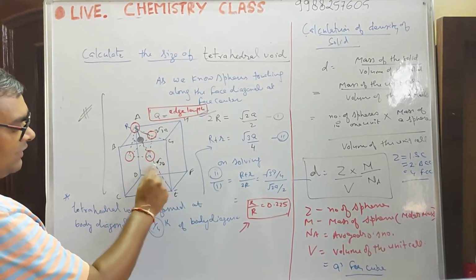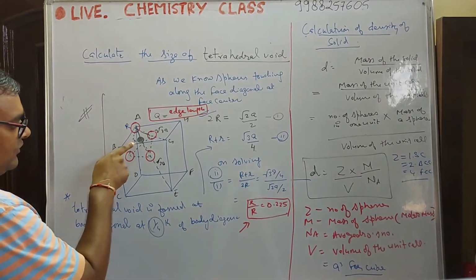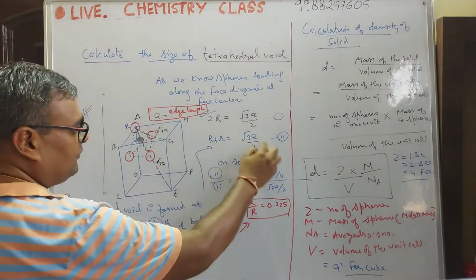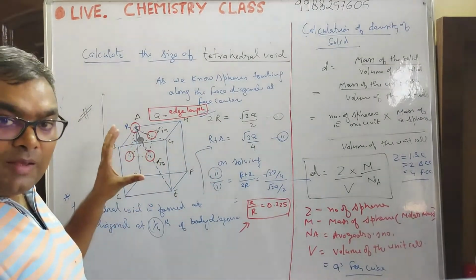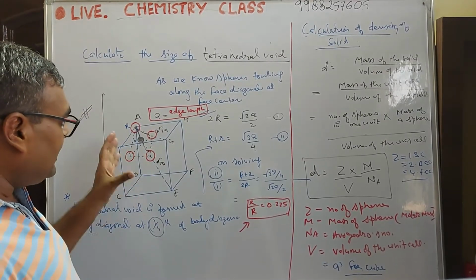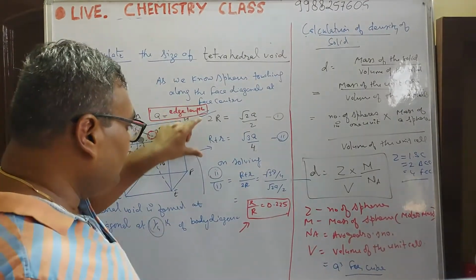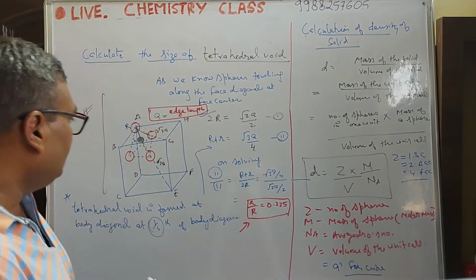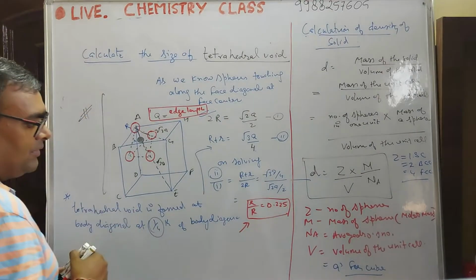The whole body diagonal length is root 3a, and suppose the radius of the sphere is capital R and the radius of the void is small r. So the sum of these two should be 1/4 of the whole body diagonal. We get these two equations with reference to this FCC unit cell. It would now be simpler to find the radius of the tetrahedral void. Two equations are formed; solve these two equations. On solving, divide one by the other. Finally, you get the maximum size of the sphere that can be placed in the tetrahedral void as 0.225.